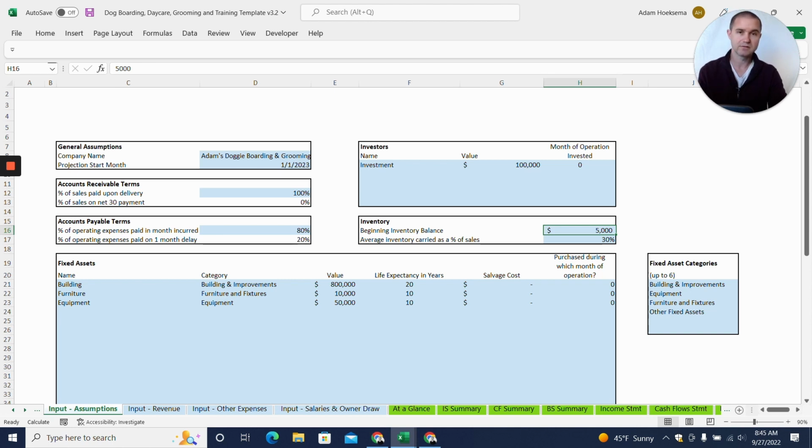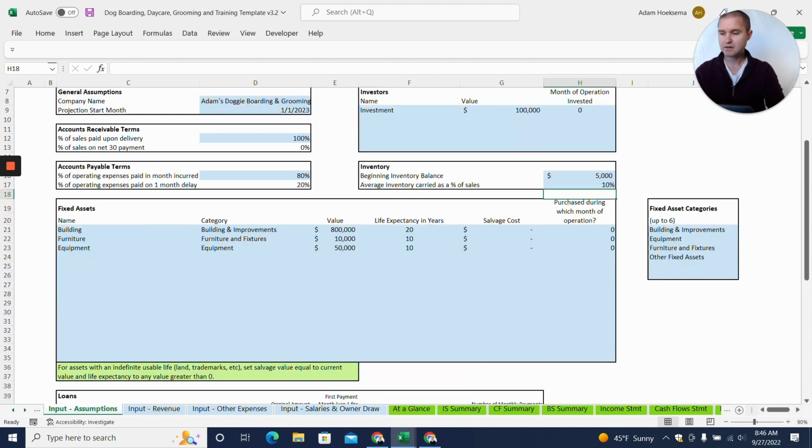It could be food and supplies for the animals. And then here what you'll put is the average amount of inventory that you're going to carry on hand as a percentage of sales. So this probably needs to be a relatively low amount because this is going to be a percentage of your total sales. So maybe 30 is too high, maybe 10%.